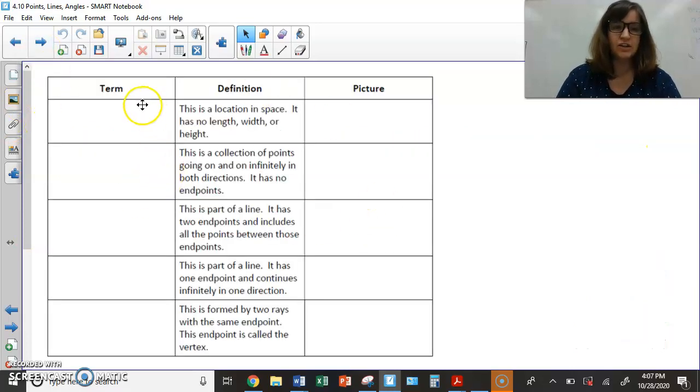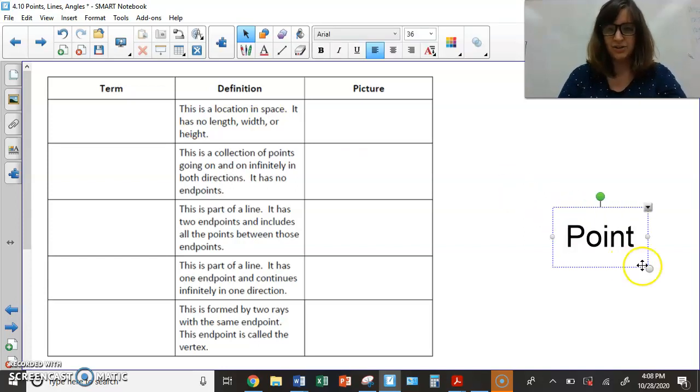So let's look at this chart right here. Let's read the definition and decide what the term is that's going to be used to describe it and a picture to represent it. So this is a location in space. It has no length, width, or height. So this is actually going to be called a point.